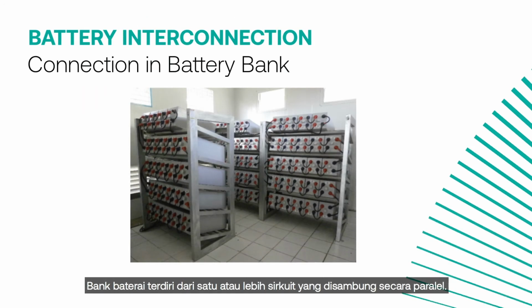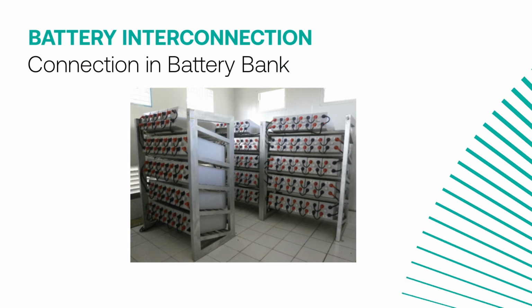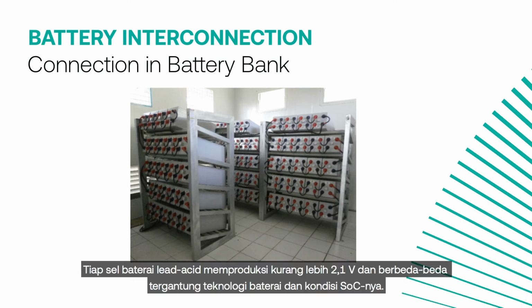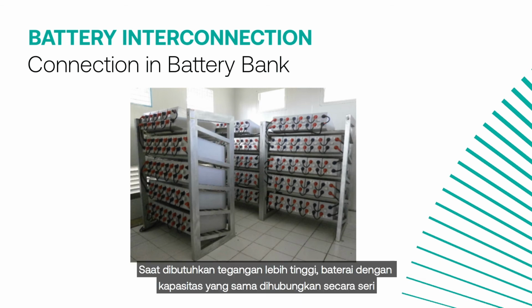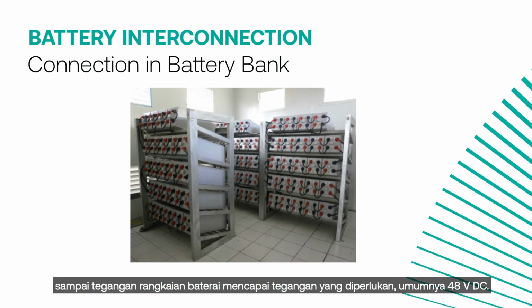A battery bank consists of one or more circuits connected in parallel. One circuit consists of individual battery cells connected in series. Each produces about 2.1 volts for the lead-acid battery and varies depending on the battery technology and stage of charge conditions. When a higher voltage is required, batteries of the same capacity are connected in series until the circuit voltage of the battery reaches the required voltage, typically 48 volts DC.